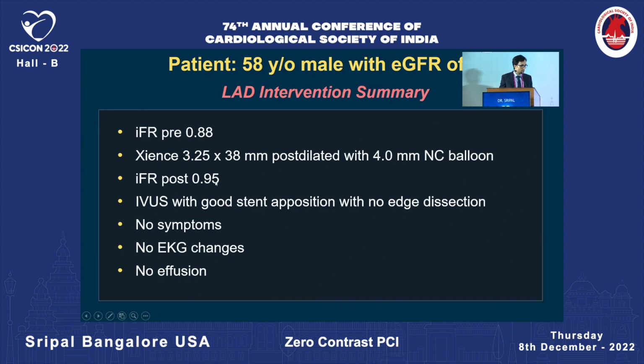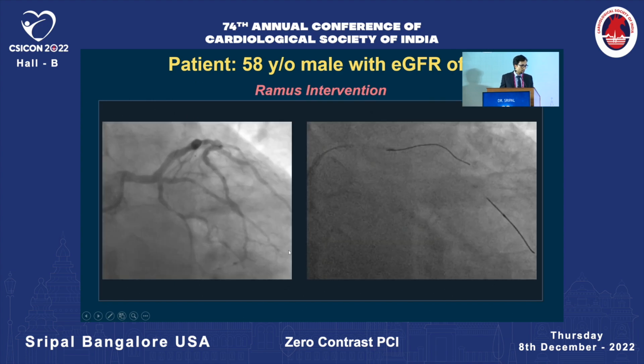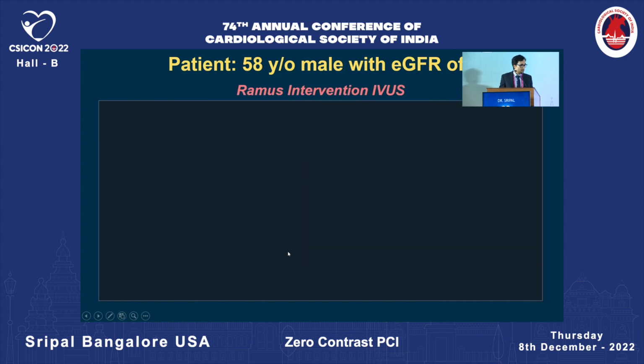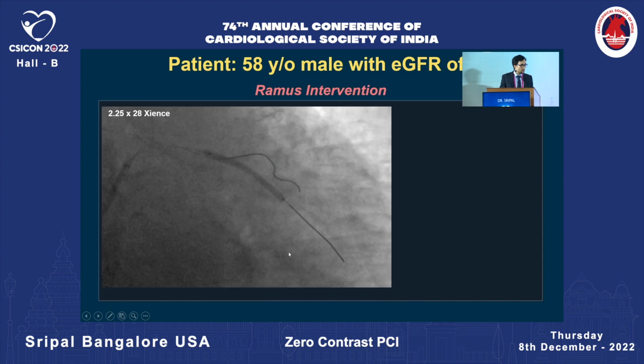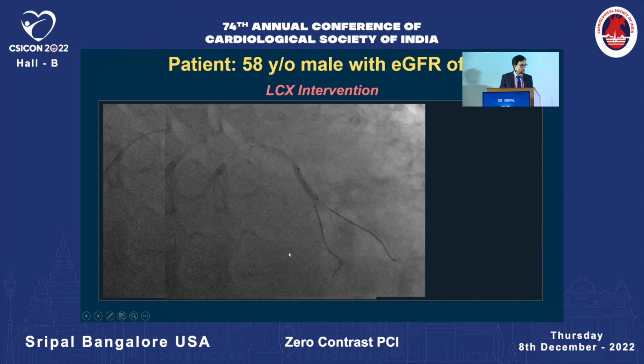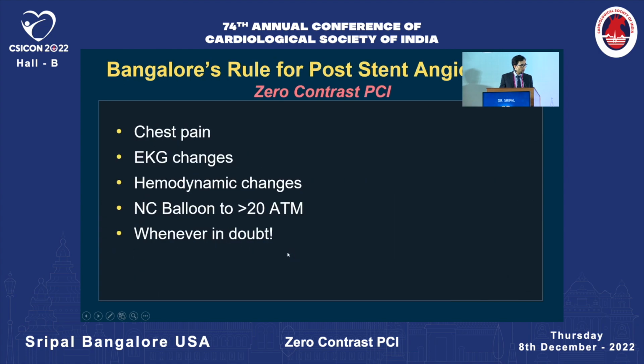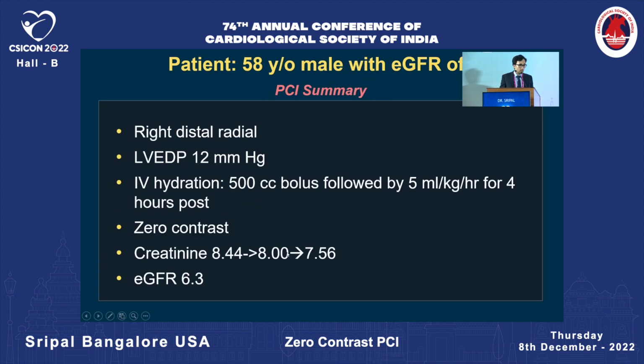So in terms of physiology, we fixed this issue. The IVUS showed good stent apposition, no edge dissection. Typically, I ask if the patient has any symptoms or any EKG changes, and if the answer is none to any of these, I generally don't inject contrast, so we stop at zero contrast. In this particular case, we went on to do the ramus also. I'll skip in the interest of time, and we also ended up doing the circ, all of which was done using no contrast at all.